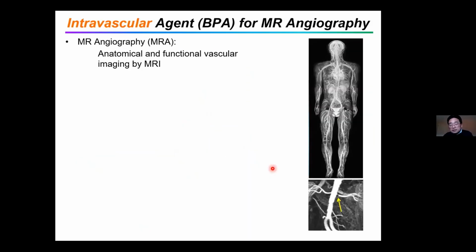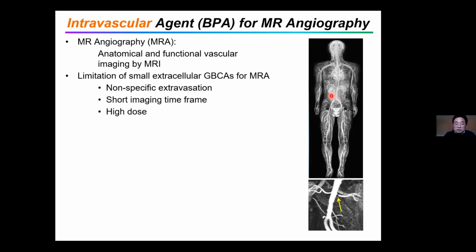And next, I will talk a little bit about the angiography technique using Mn-porphyrin. MRA is a technique to visualize the vascular structures in the human body. In order to do that, of course, we have to keep the contrast agent circulating only inside the blood vessel, not going out.